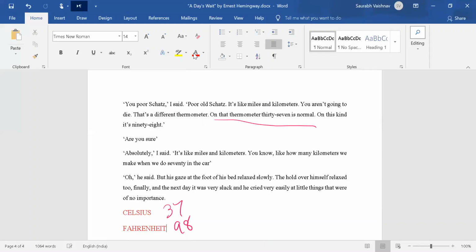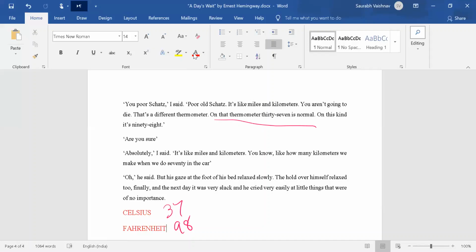"Absolutely," I said. "It is like miles and kilometers." Students, just like we have different units to measure distance, we have miles, we have kilometers, like how many kilometers we make when we do 70 in the car. So these are different units to measure distance. We can measure distance in miles. We can also measure distance in kilometers. In the same way, we can measure temperature in Celsius. We can also measure temperature in Fahrenheit.